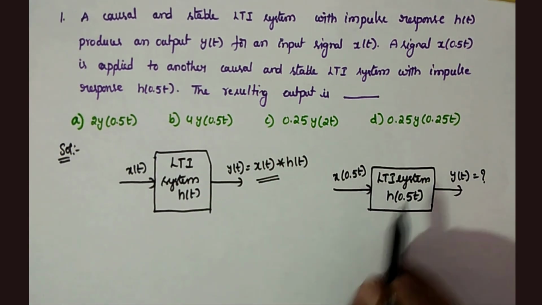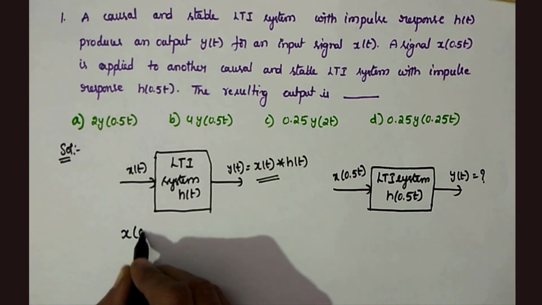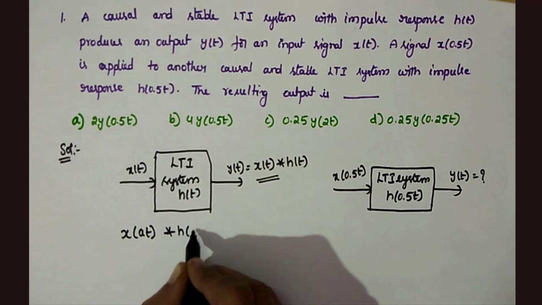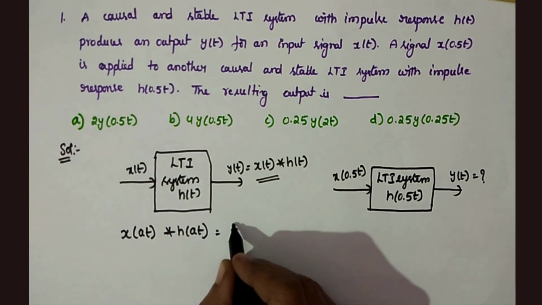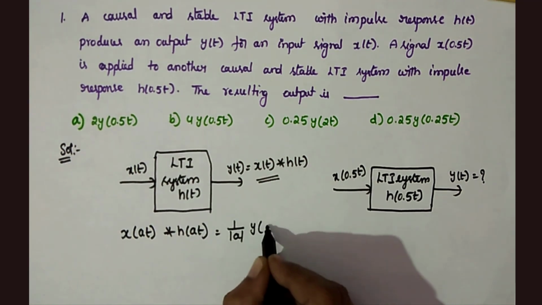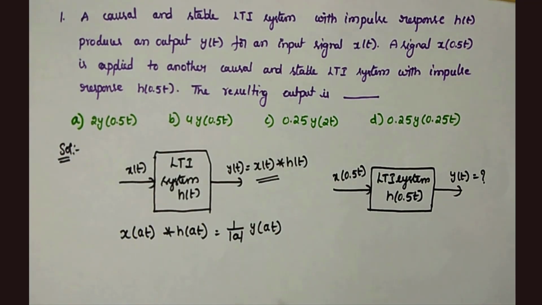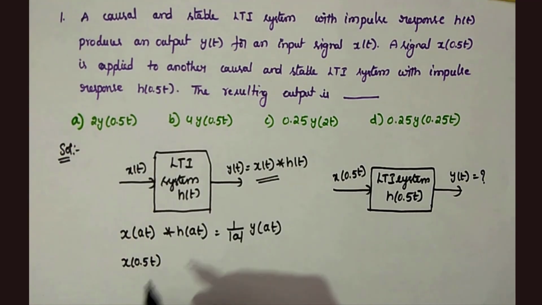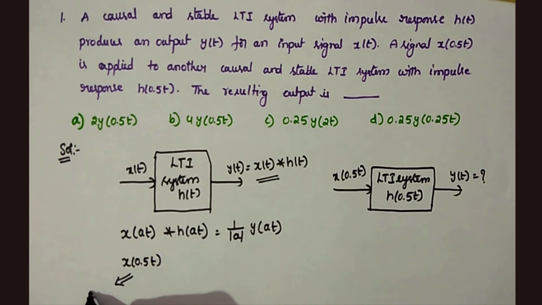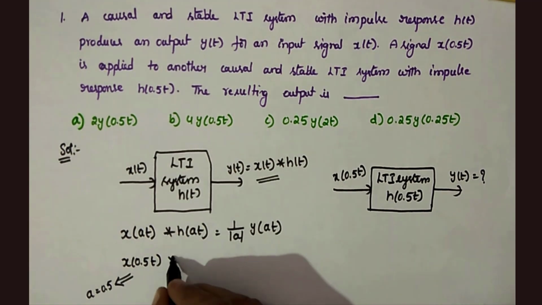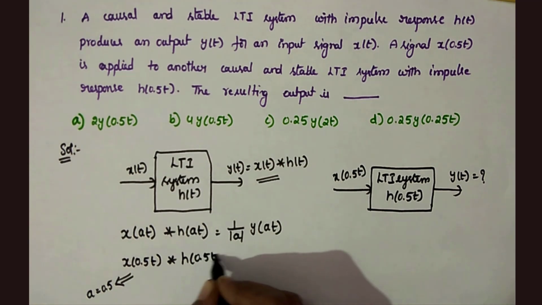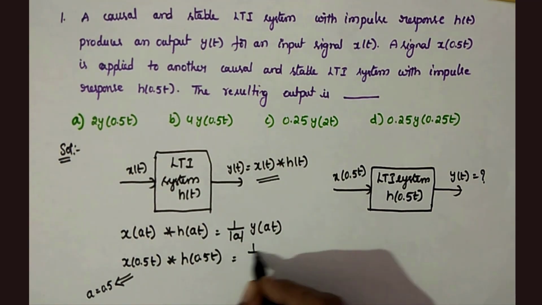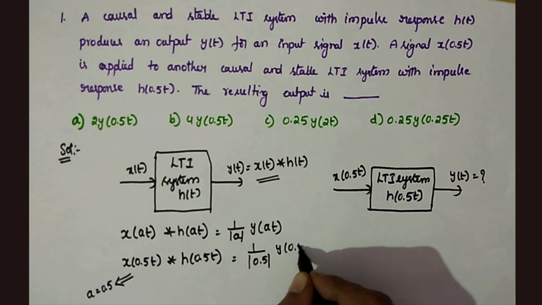But if the signal is time scaled, then the relation is: x of at convolved with h of at gives 1 by mod a times y of at. A very simple expression. Now, what is our x of at? It is x of 0.5 t, which implies a is 0.5. Then convolve with h of 0.5 t, so you get 1 by mod a, what is mod a, mod 0.5, into y of at, that is y of 0.5 t.